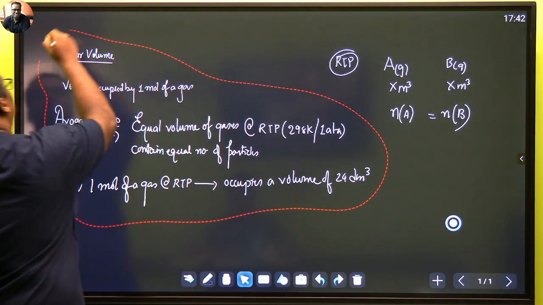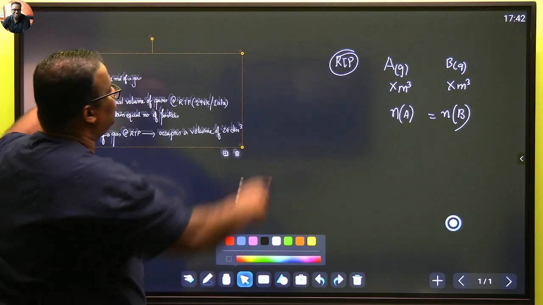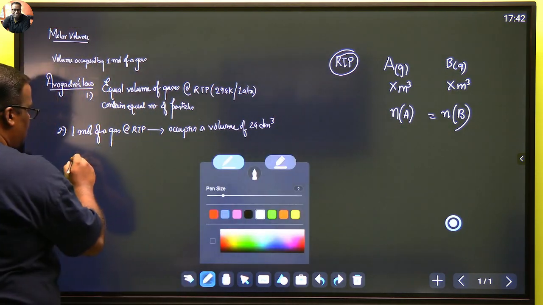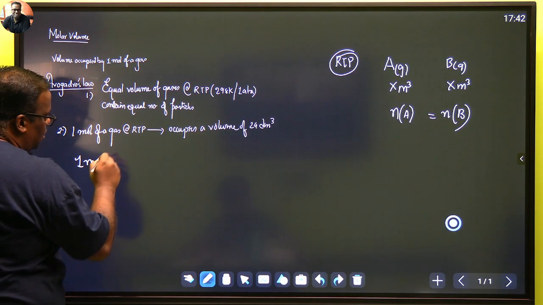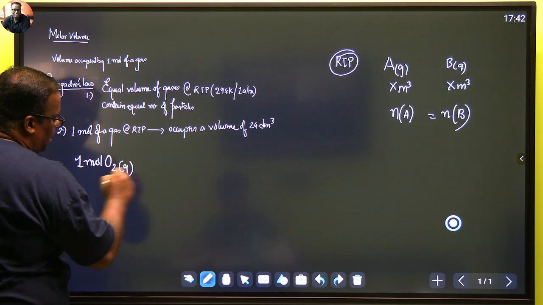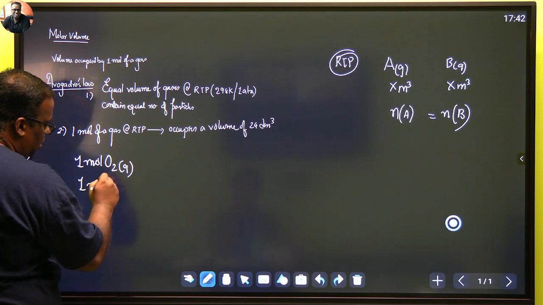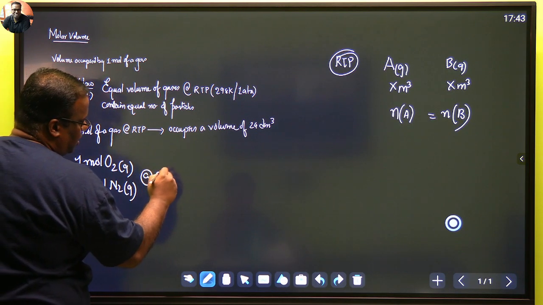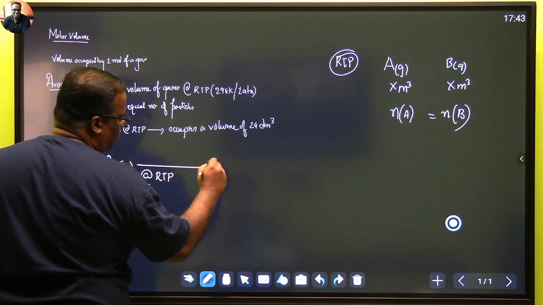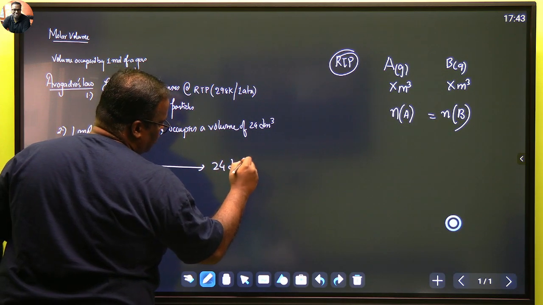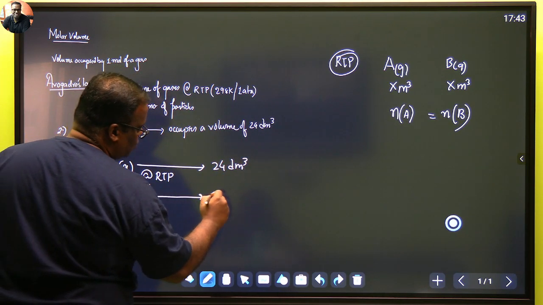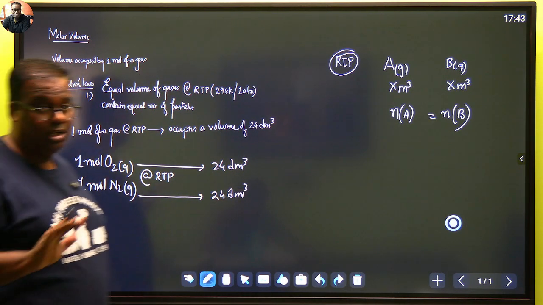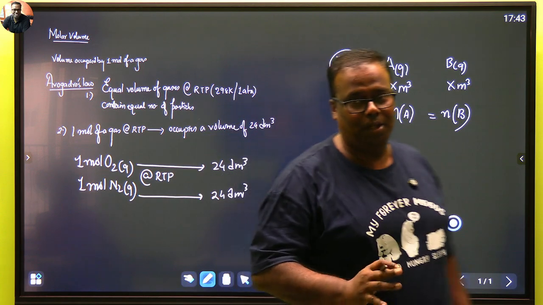Let us understand what it is trying to say. And then we will marry with that. It tries to say that if you take an example, let's say 1 mole oxygen gas and let's say 1 mole nitrogen gas, these both are gases. At RTP, oxygen will occupy 24 dm cube of volume, nitrogen will also occupy 24 dm cube of volume. Very interesting, this law. It looks easy, but it's not that easy as you're thinking.